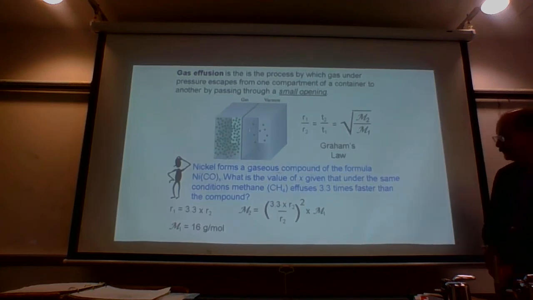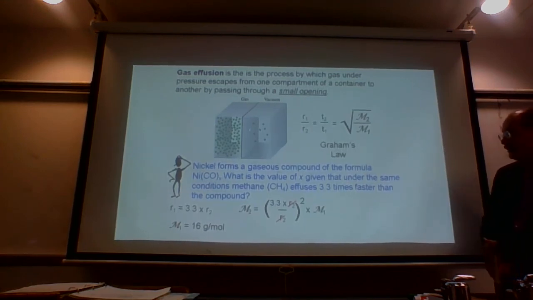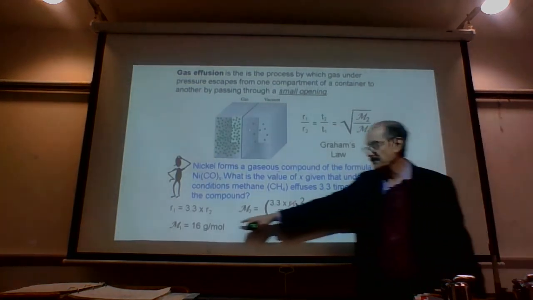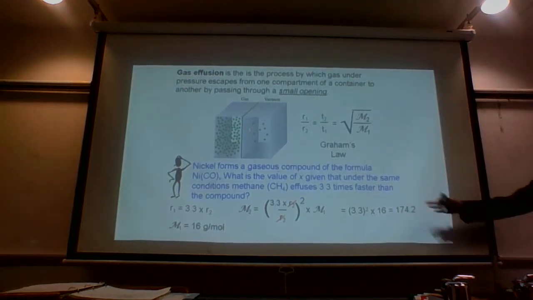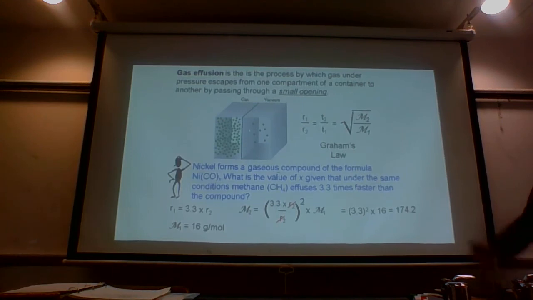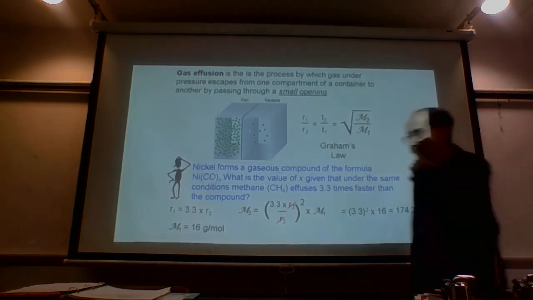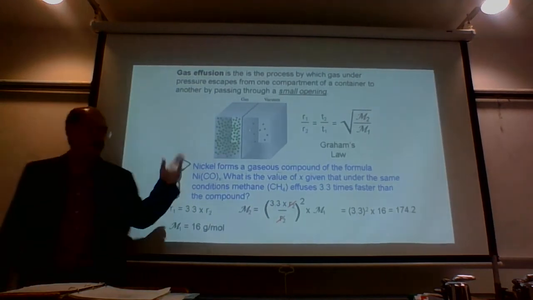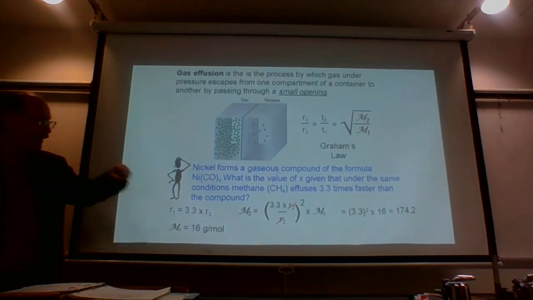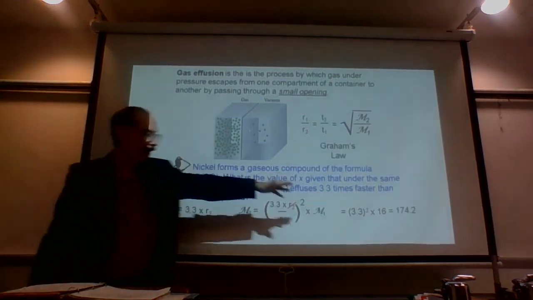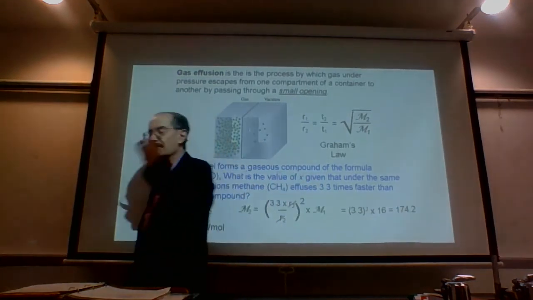Now I notice that the R2 can cancel out. And so I'm left with my molar mass being 3.3 squared times the molar mass of methane, which we said is 16. And that gives me a total of 174.2. And that's the molar mass of my unknown. So if I knew the actual composition, which I don't at this point, I don't know what it is, but if I knew the exact composition, I could use the composition analysis and the molar mass to find out what is the formula of my compound.